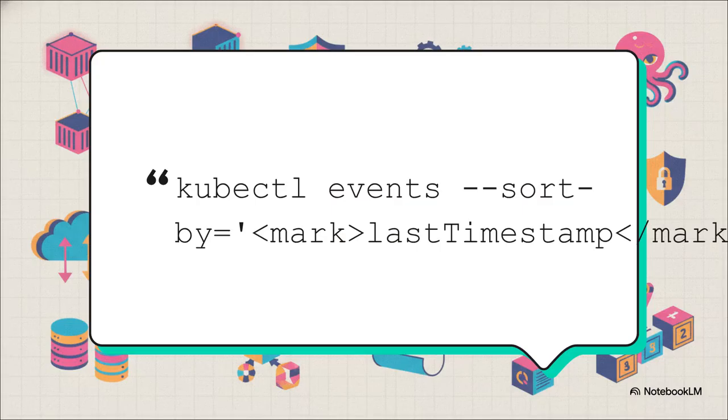Okay, let's start with one that seems so simple, but I promise it will change your debugging life forever. We all run kubectl get events, right? But the output is a total mess. It's not even in order. Well, this command fixes that. Honestly, this is the command everyone should be using, period. It lets you see what's actually happening in the order it happened.